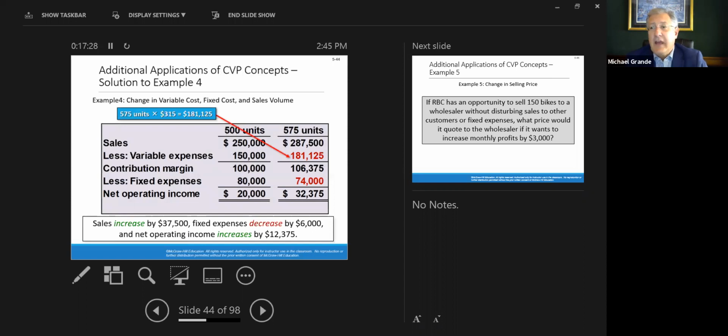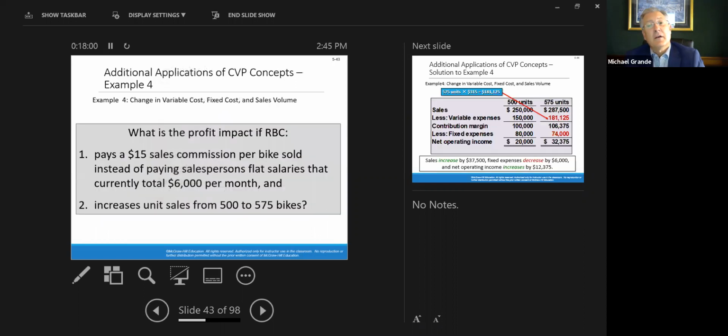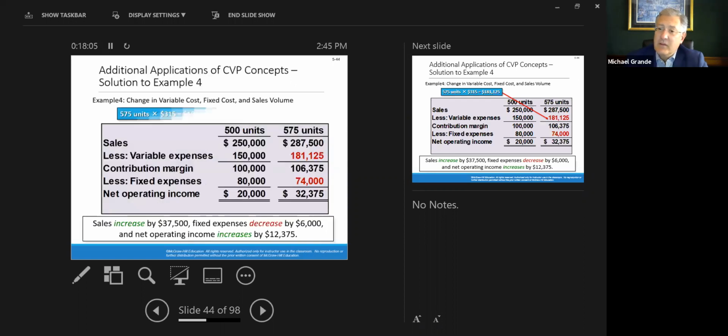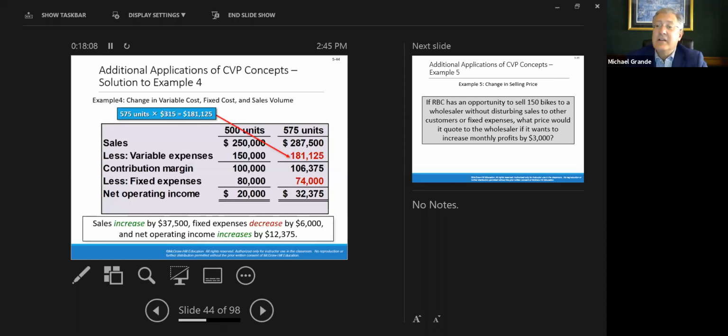So sales are now 575 bikes, a 75 bike increase at the $500 sales price. But the variable expenses, right, are still based on 575 units, but the variable cost goes from 300 to 315 because there's a $15 per bike commission. And fixed expenses go down, right, because instead of paying a flat salary, they pay them a commission. So fixed expenses go down, net income goes up.